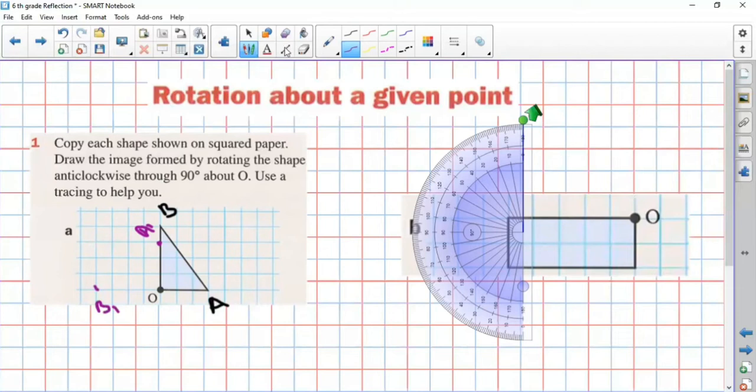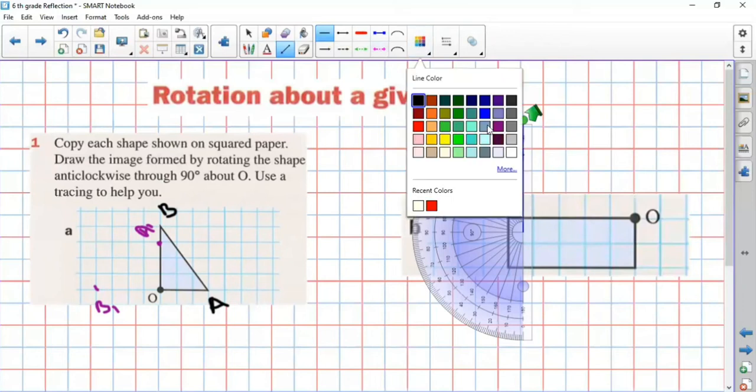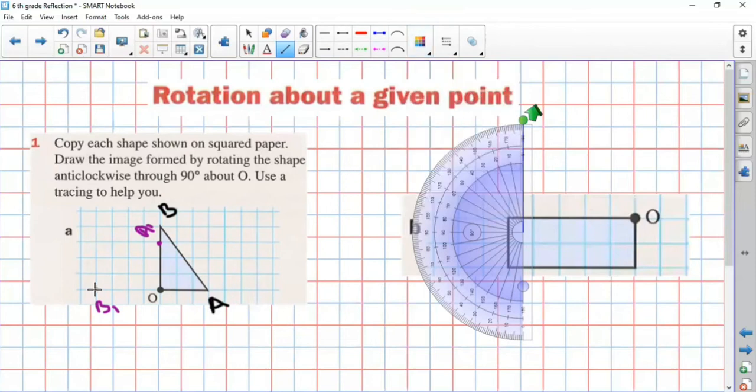Now we can join the points. Okay, let's join the points. So this one is the rotation that is performed 90 degrees anti-clockwise.